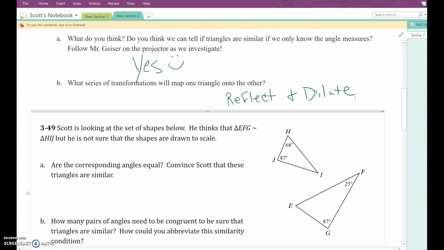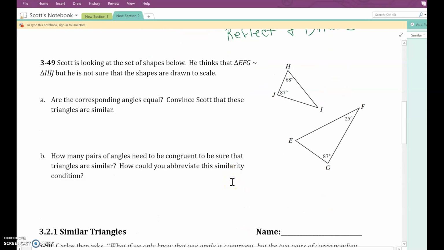Okay, as we keep going, Scott's looking for a set of shapes below. He thinks that EFG is similar to HIJ. What do you guys think? Do you think these are similar or not? Can you fill in these angles? Figure out what these are?